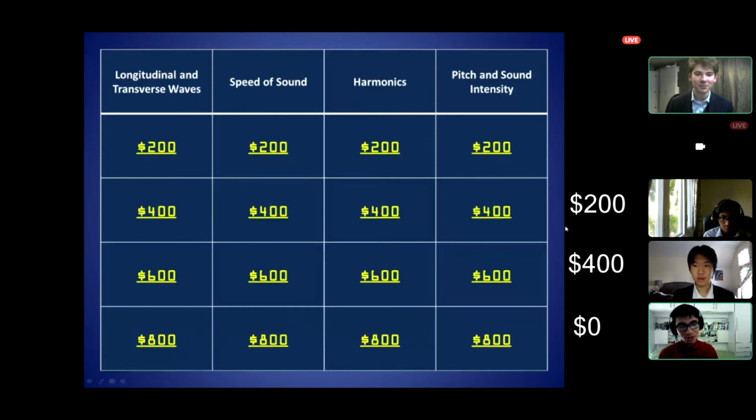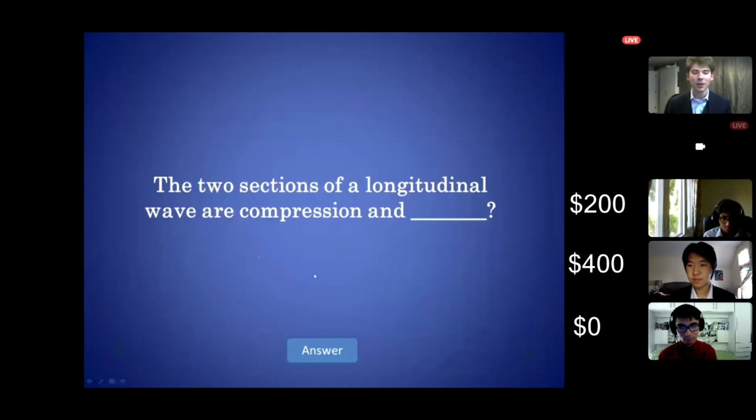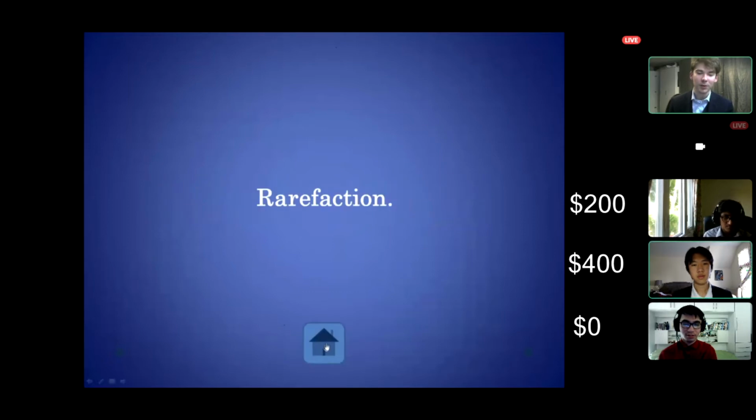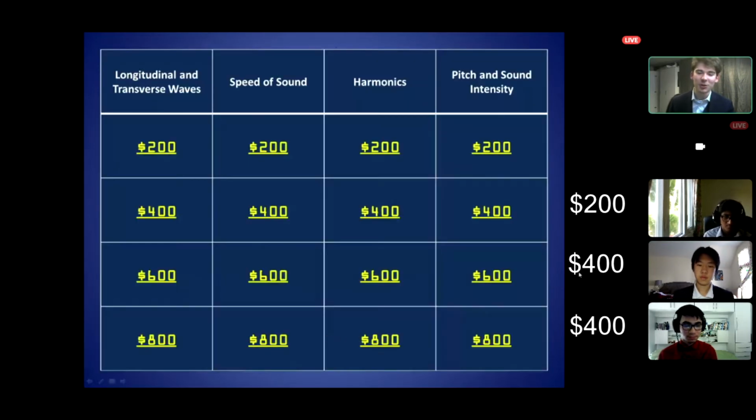John, so I'll take longitudinal and transverse waves for 400, please. Longitudinal and transverse waves for 400. The two sections of a longitudinal wave are compression and blank. I believe the answer is rarefaction. Rarefaction, that's correct.